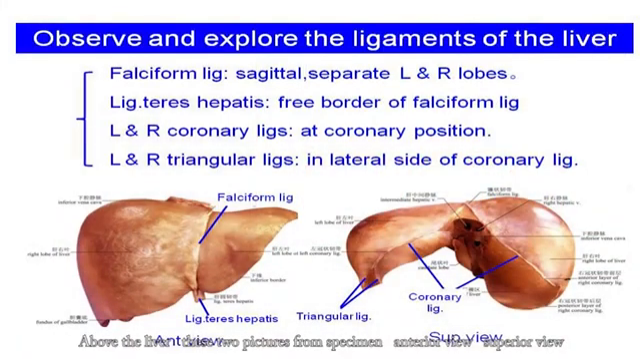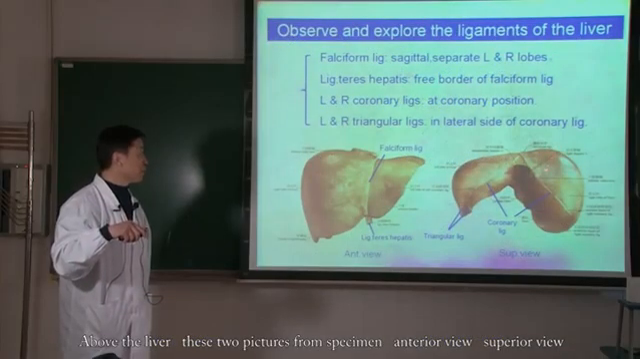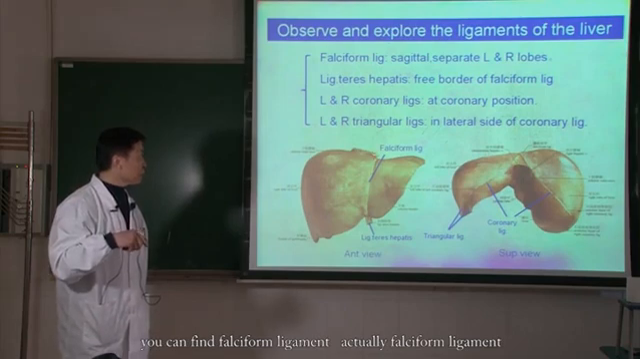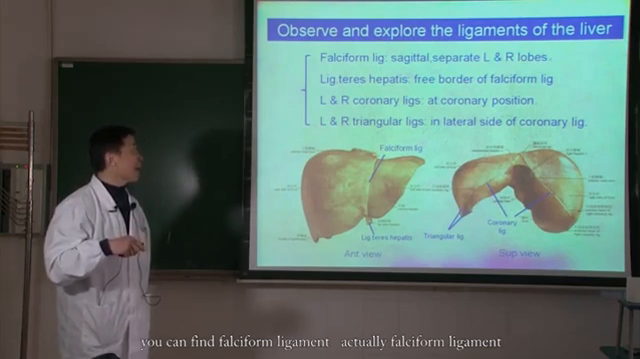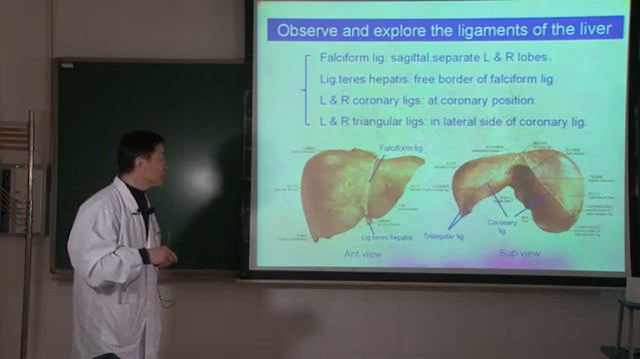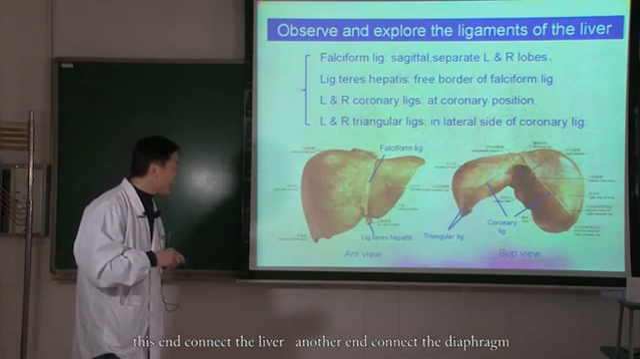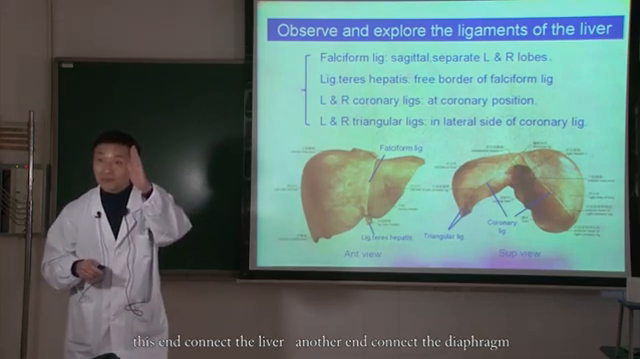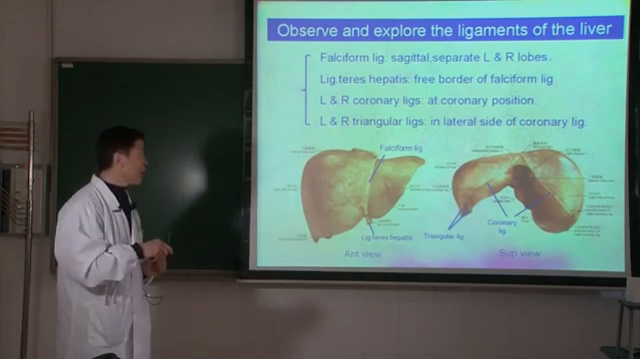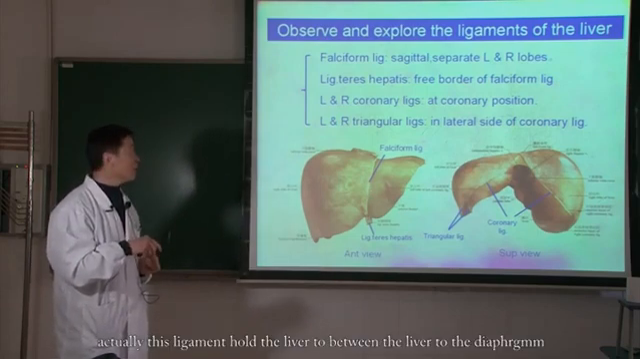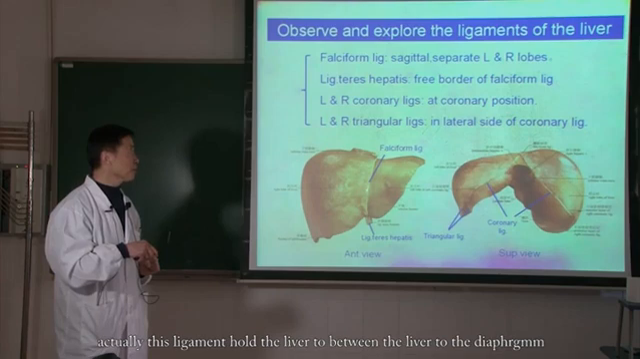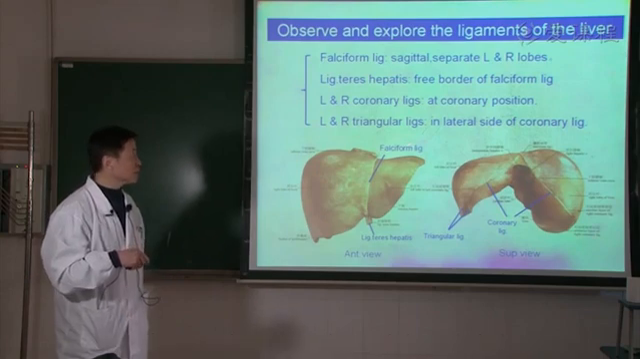About the liver. These two pictures are from the specimen, anterior view and superior view. You can find the falciform ligament. This end connects to the liver, another end connects to the diaphragm. Actually, this ligament holds the liver between the liver and the diaphragm.